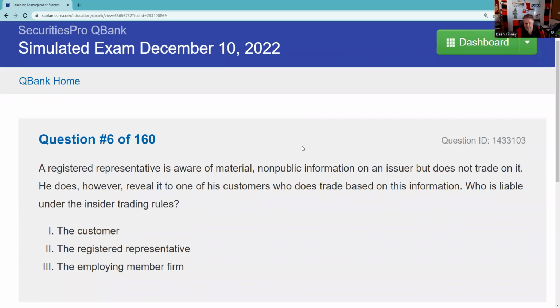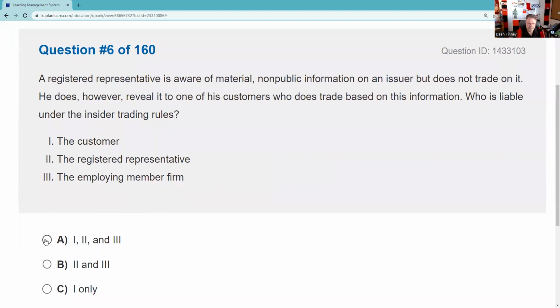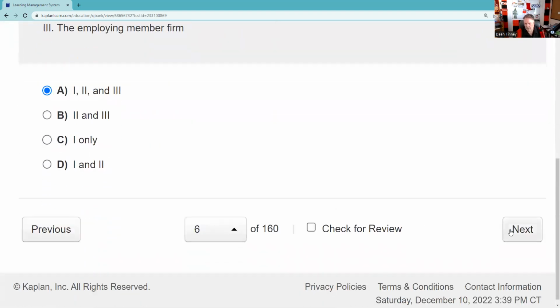A registered representative is aware of material non-public information on an issue, but does not trade on it. He does, however, reveal it to one of his customers who does the trade based on this information, who is liable under the insider trading rules. Give me a bunch of these. 1, 2, and 3, right? The customer, the rep, and the firm. Everybody's in trouble. So, that's not a bad draw on a Series 24.